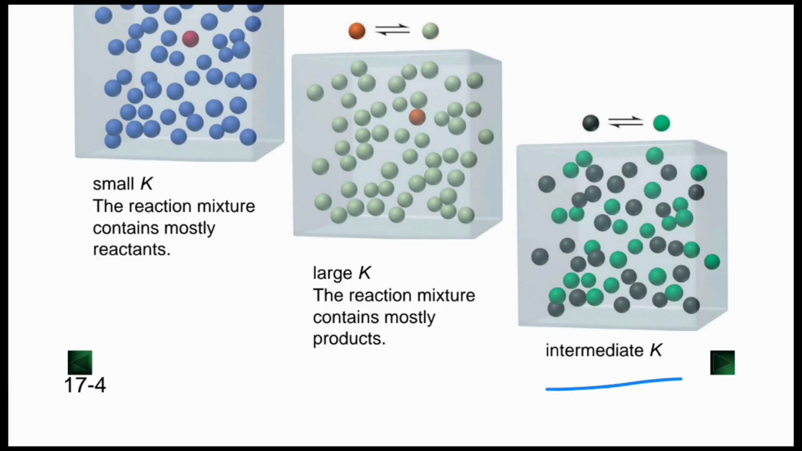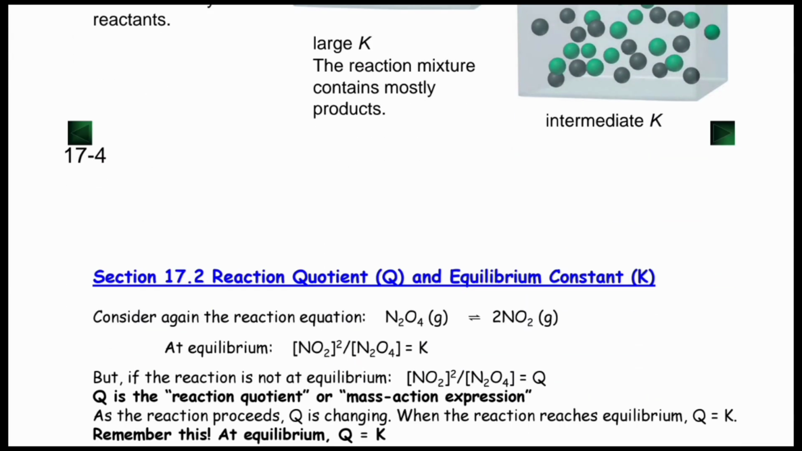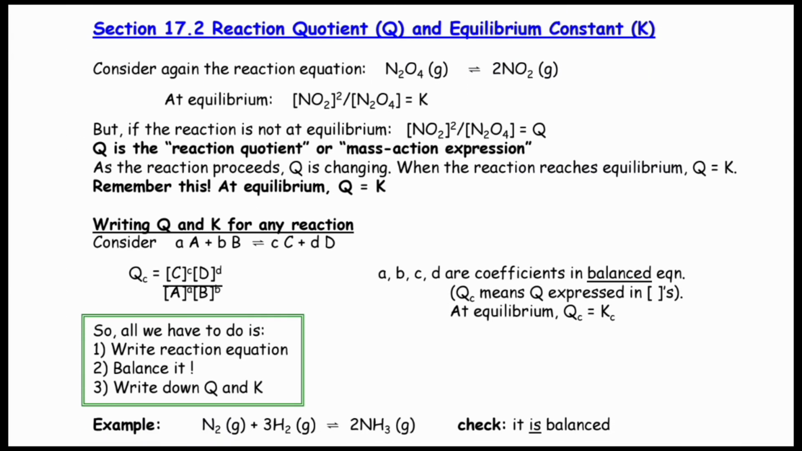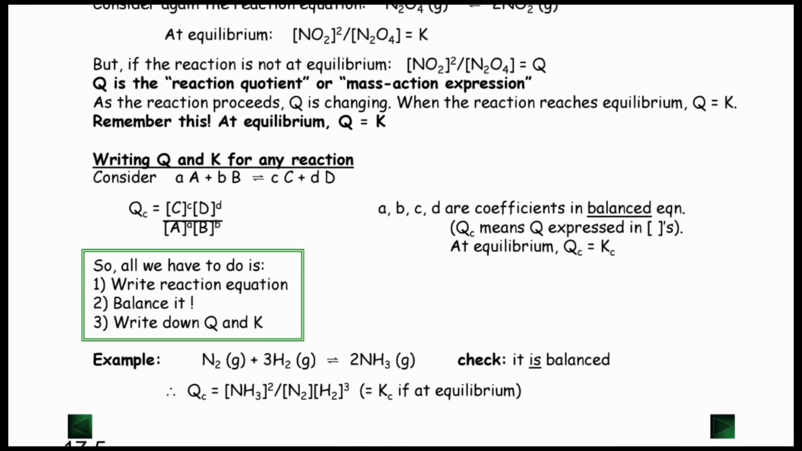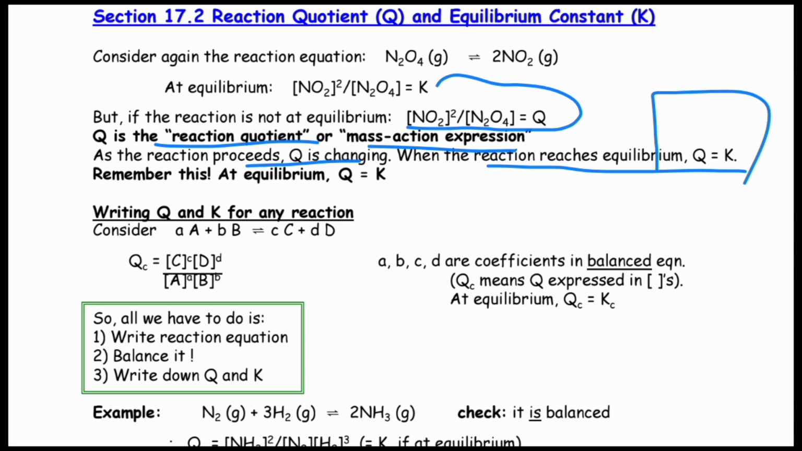This is intermediate K, this is large value of K, this is small value of K. Okay, you can see. Now the reaction quotient, represented by Q. Q is the reaction quotient, or mass action expression. As the reaction proceeds, Q is changing. When the reaction reaches equilibrium, Q is equal to K.